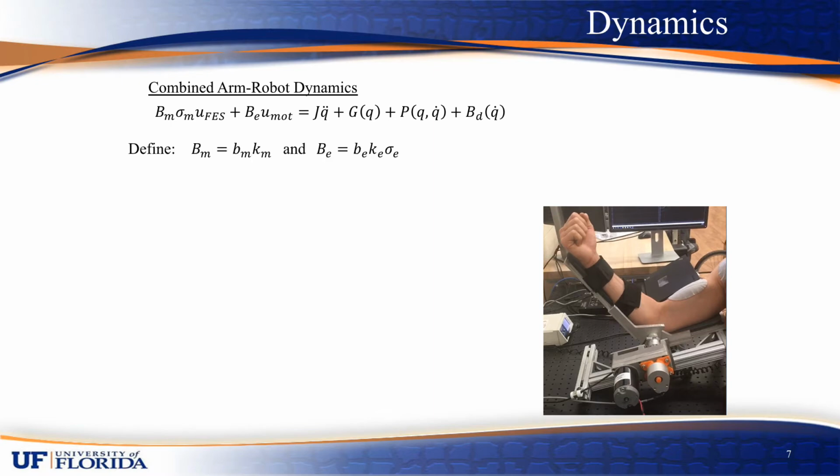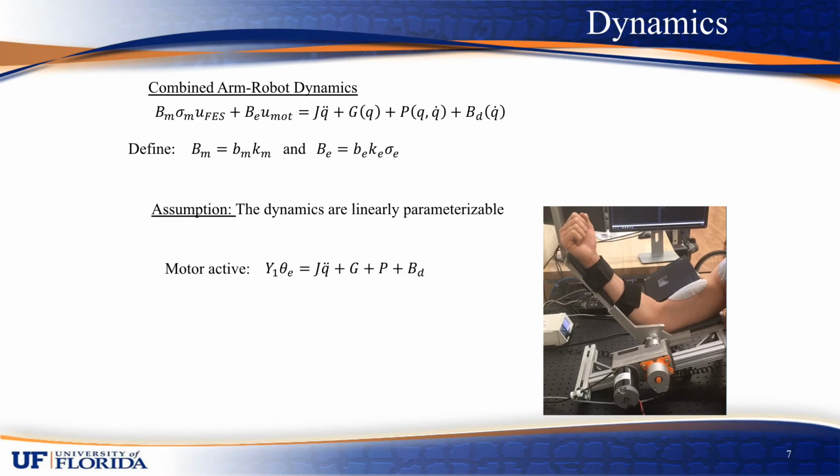The motor effectiveness is assumed to be known, whereas the muscle effectiveness is assumed to be unknown, which leads to a different approach for the FES and muscle subsystems. An important assumption of the system is that the dynamics are linearly parameterizable, such that when the motor is active, we obtain the following, and when the FES is active, we obtain what is shown. Note that the theta terms represent the unknown and constant parameters.